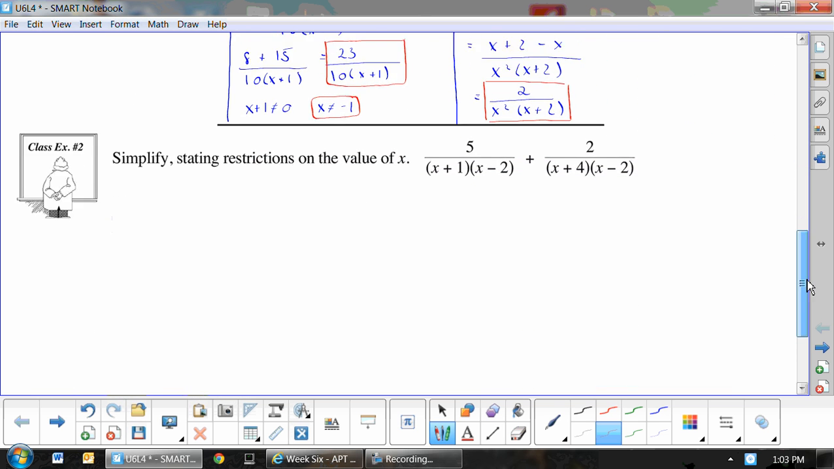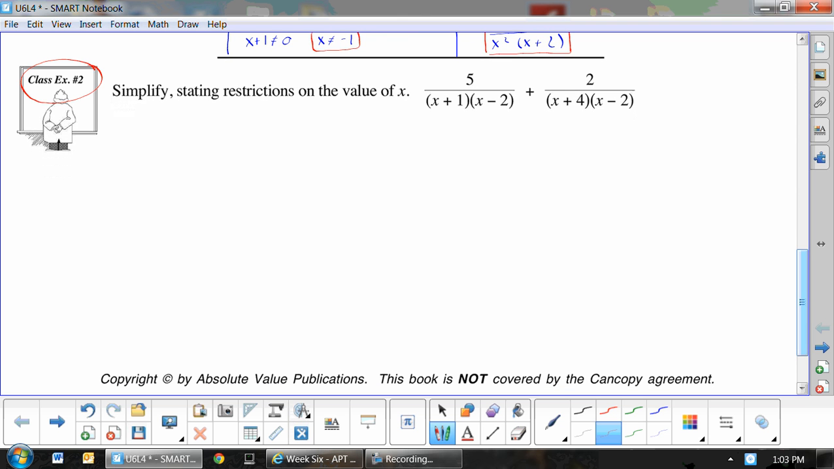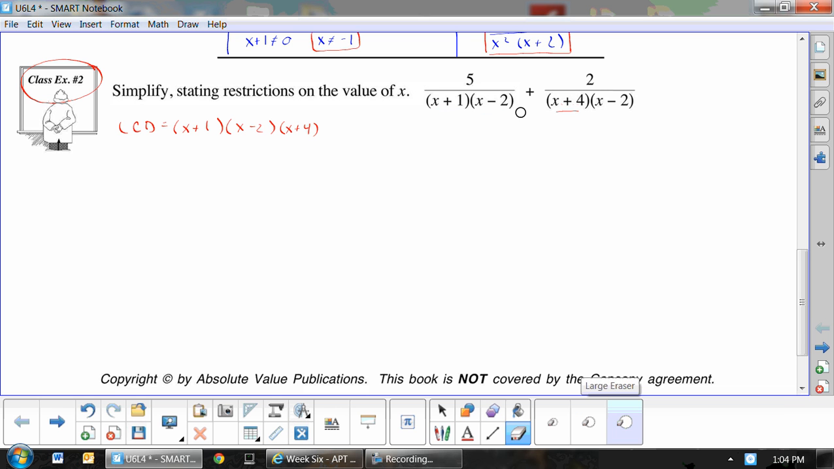Okay, so let's do example number 2. This one is kind of nice because they already have our denominators factored, so our first step is done for us. Let's figure out what our lowest common denominator is. We know it needs an x plus 1, an x minus 2, and an x plus 4, and we already have an x minus 2, so we don't have to worry about that.